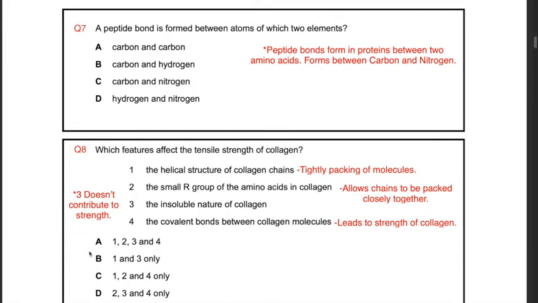Question 7. A peptide bond is formed between atoms of which 2 elements? Peptide bonds occur only in proteins between 2 amino acids, and hence will form between the atoms carbon and nitrogen. Therefore, the answer is C, carbon and nitrogen.